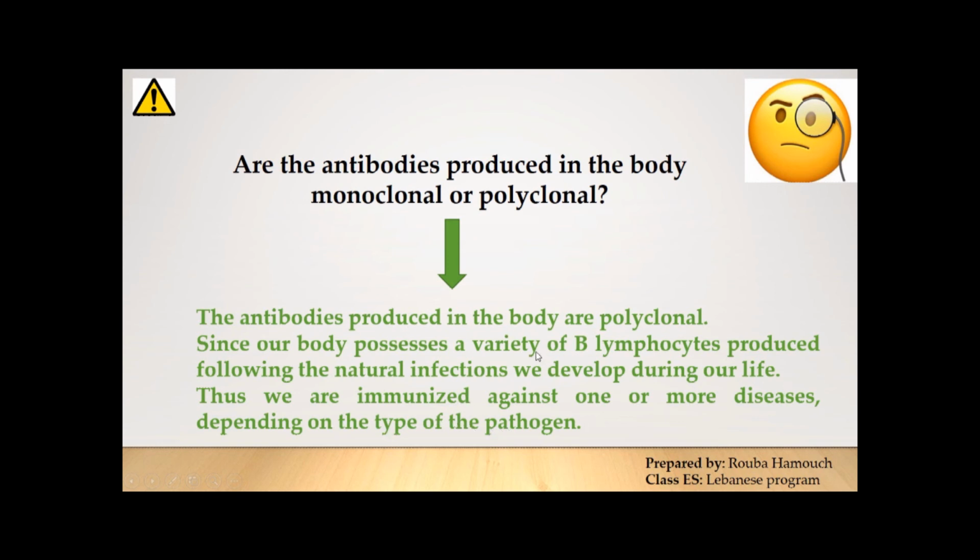So our body develops a variety of immune responses against a wide group of pathogens. That's why the antibodies produced in our body are not only monoclonal, but they are polyclonal.